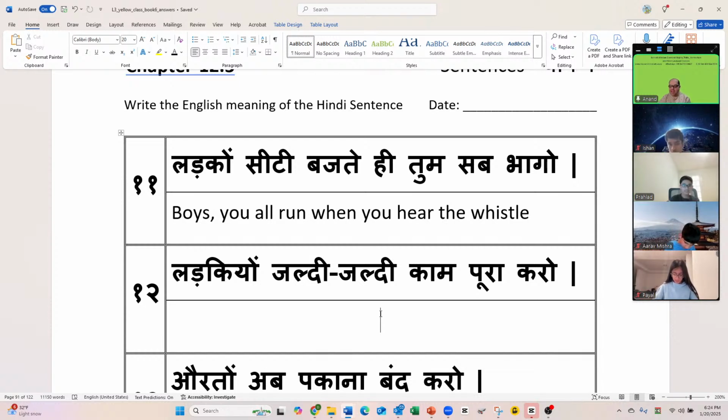So repeat with me. Auntiyon, आंटियों सीटी बजते ही आप सब भागिए. So the English word is auntie, right? Plural of auntie is aunties, right? In English. Okay. What is plural of auntie in Hindi? Ishan? एक आंटी, दो.